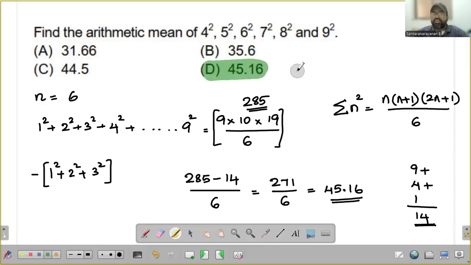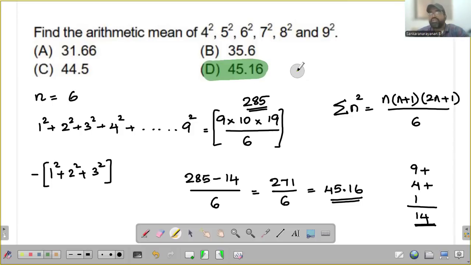Now, please note one more thing. Here, you are dealing with a small set of numbers only, up to 9 square. But just imagine, suppose you are given something like find the arithmetic mean of 12 square plus 13 square plus 14 square plus 15 square plus so on. If it starts somewhere over there, then the same logic that I have presented here, you can actually consider it.